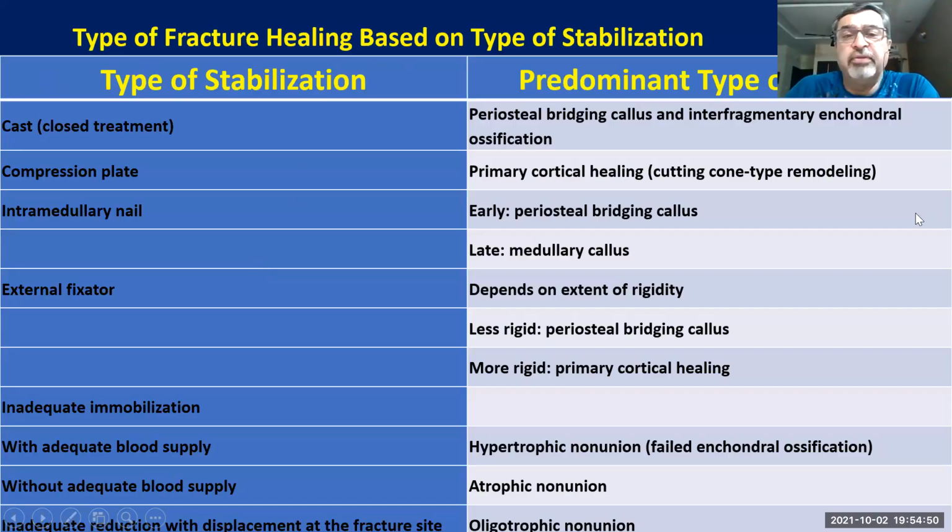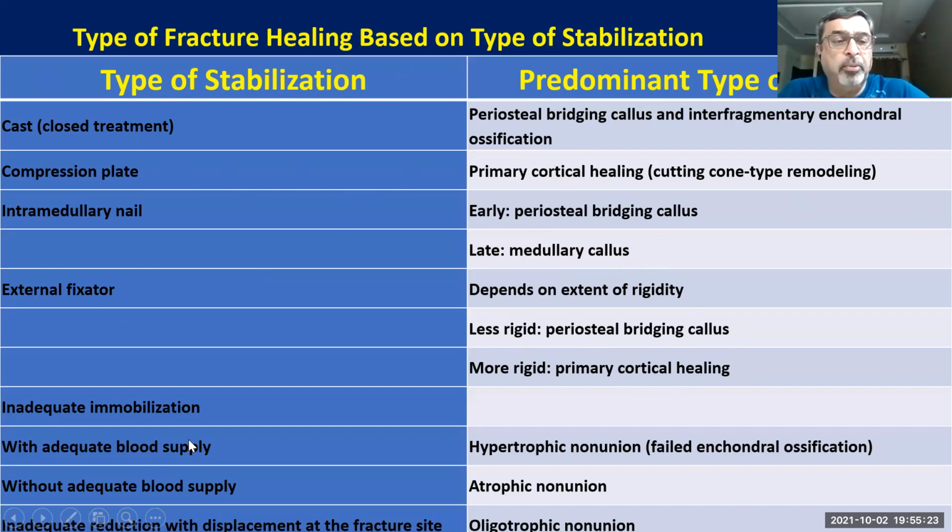So this is one of the charts which shows with what type of stabilization, what type of healing is obtained. If you give a cast, closed treatment, periosteal bridging callus and interfragmentary ossification is found. Compression plate gives primary contact healing. Intramedullary nail, early bridging periosteal callus and late medullary callus. With external fixator, depending on the rigidity, if it is less rigid, you have a periosteal callus, and if more rigid, there is a primary cortical healing.